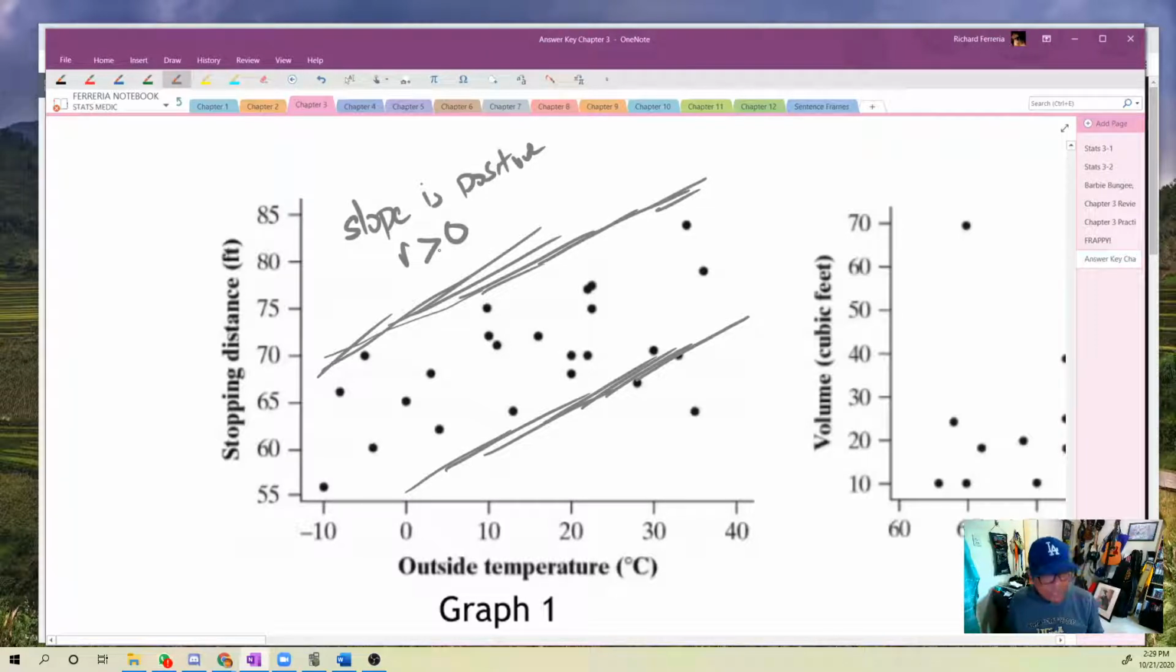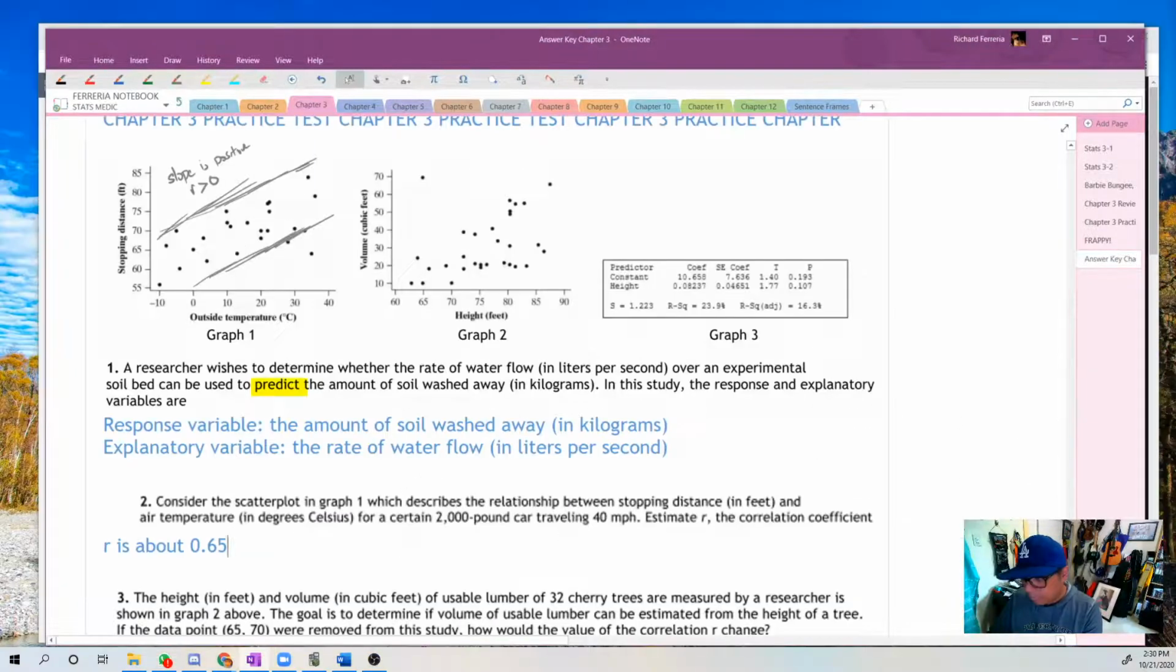So any R that's greater than 0.5, I would probably say it's closer to 0.8, would be pretty appropriate here. So let's just say R is about 0.65. That may or may not be what we put in the answer key, but it's in the same ballpark. Certainly, the R is going to be positive because of the positive trend, but there's not one correct answer. There's a range of values which could be appropriate here.